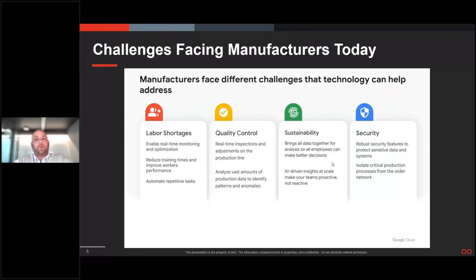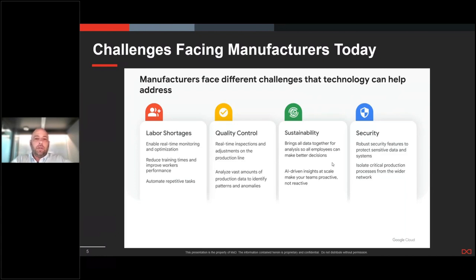Generative AI can reduce training times and improve performance by facilitating sharing best practices across workers. It can also automate some repetitive tasks, freeing up people for more complex and valuable roles.